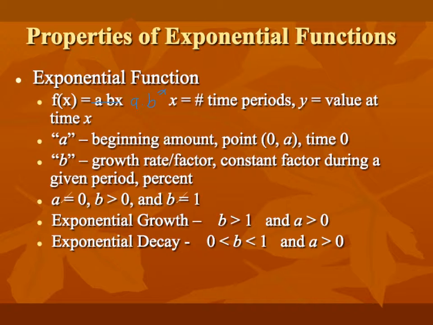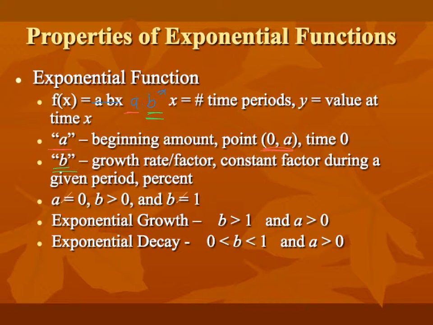A is always the beginning amount. So the beginning amount will always be this number out in front of that power. Okay? So it will always be the y-intercept on the graph. B is always the amount by which it's growing. So in this case, it's being multiplied by b, and if b is a number greater than 1, it's going to get bigger and bigger and bigger over time. If rather b is a number less than 1, it's going to get smaller and smaller and smaller over time.